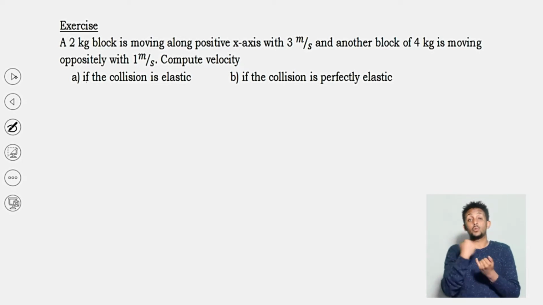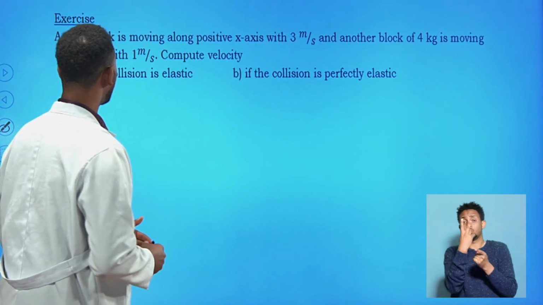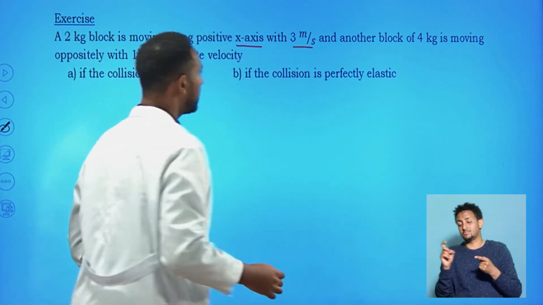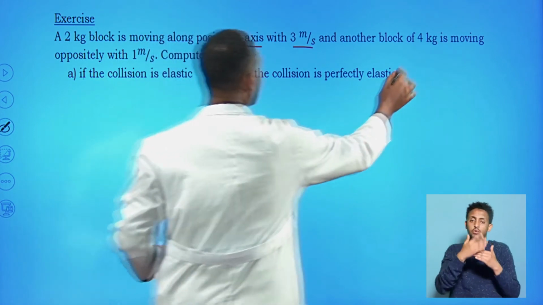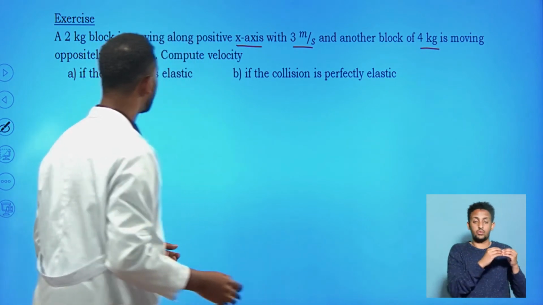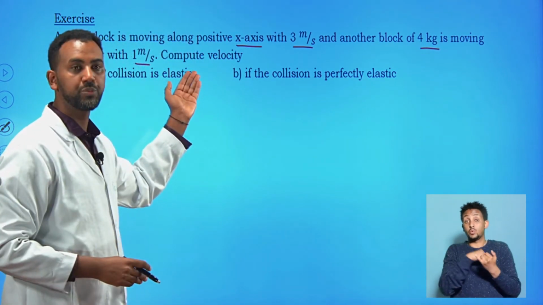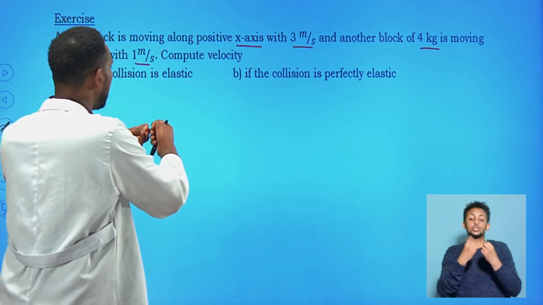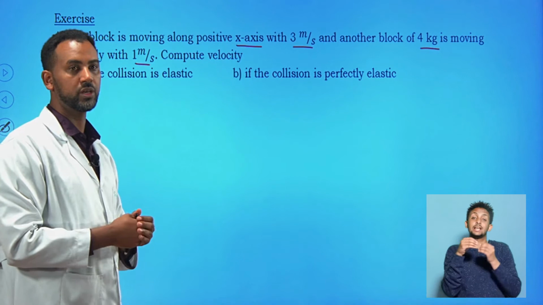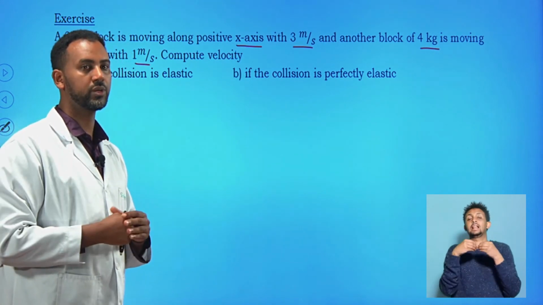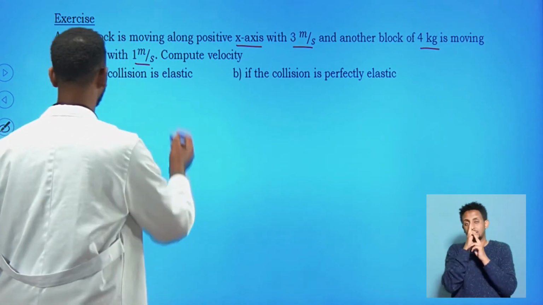Now let's try to solve one good example. Here we have a 2 kilogram block moving along the positive x-axis at 3 meters per second, and another block of 4 kilograms moving oppositely at 1 meter per second. It says to compute the velocity if the collision between the two blocks is perfectly elastic. So how do we determine the respective velocities?